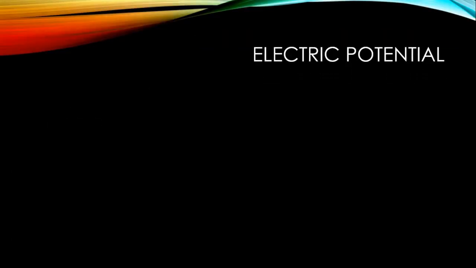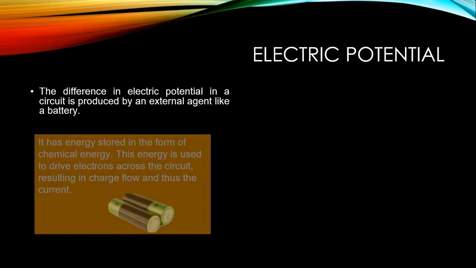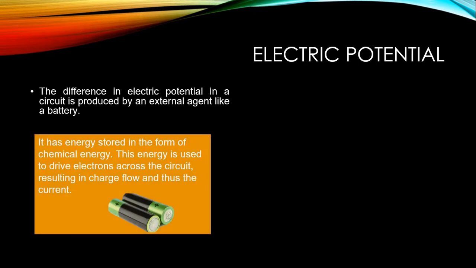Electric potential. The difference in electric potential in a circuit is usually produced by an external agent like a cell or a battery. The battery has energy stored in the form of chemical energy, and this can be used to drive electrons across the circuit, resulting in the flow of charges and thus the current.